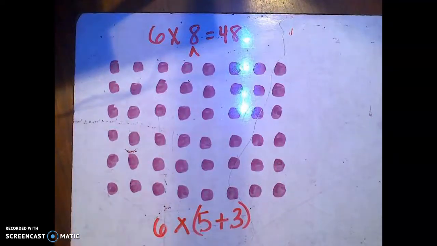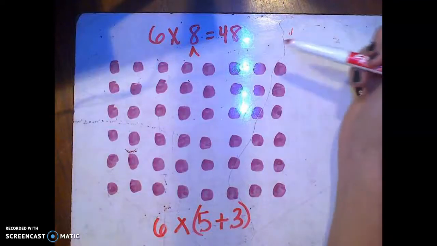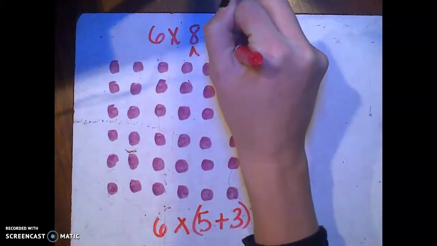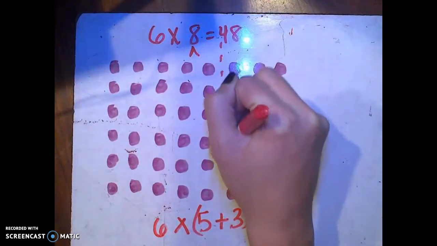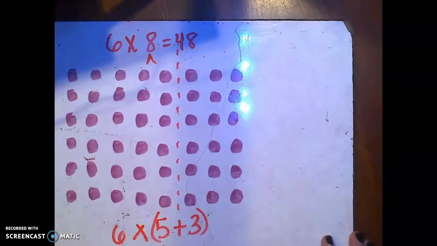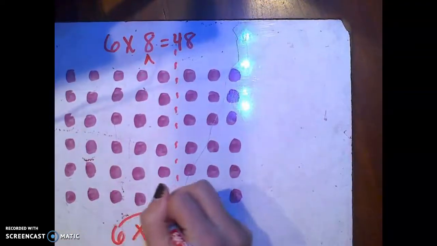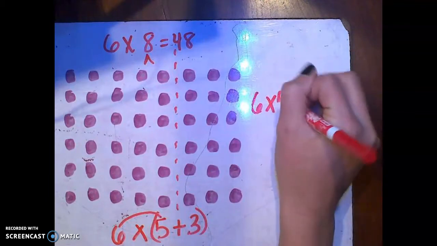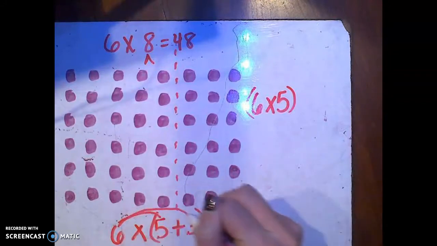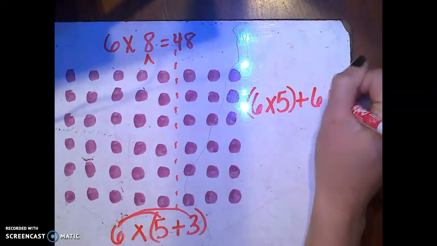I need to draw that imaginary cut line so I know exactly where to stop. So I'm going to draw that 1, 2, 3, 4, 5. Right like that. Okay, now all I need to do is solve. I'm going to do it over here. 6 times 5 and 6 times 3.